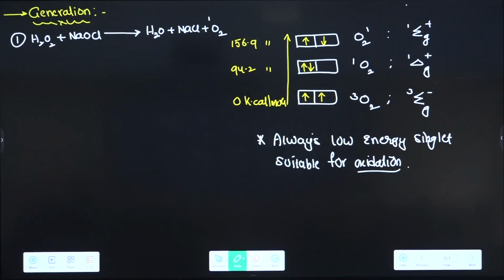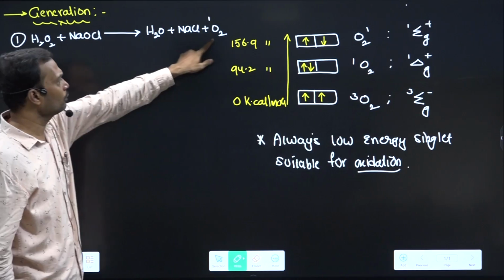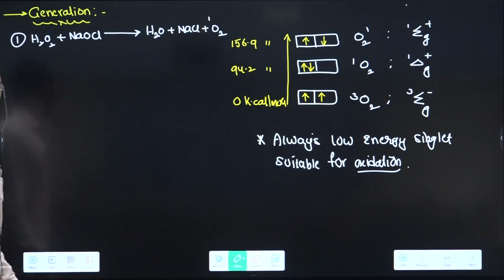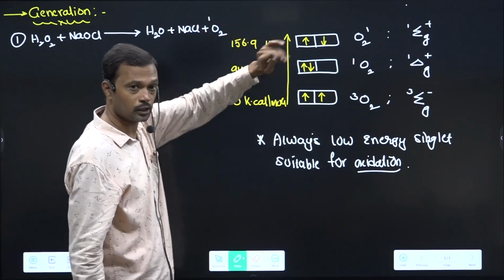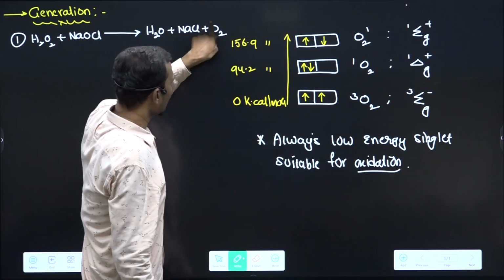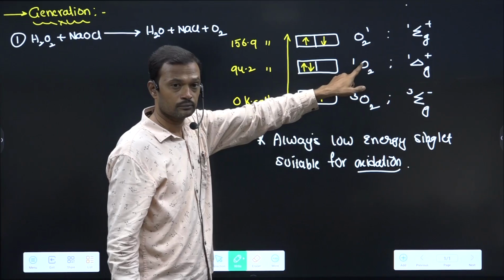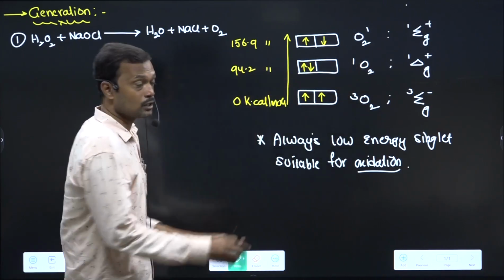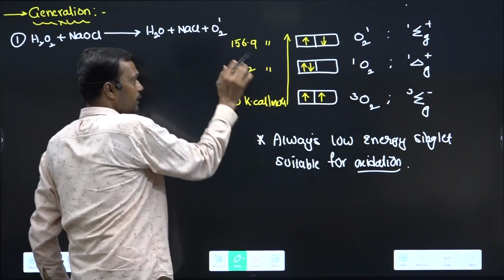Sodium hypochlorite reacts with hydrogen peroxide, that will give singlet oxygen, O2 1. If I write O2 1 on the left side or the right side, what may it be? Don't think otherwise: sometimes I will write it on the right side also. Even if I write it on the right side, it is this one only.